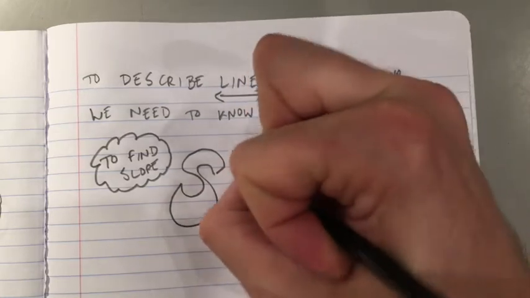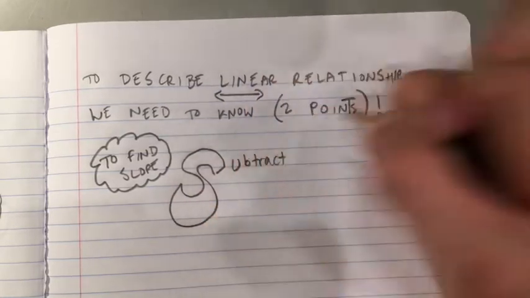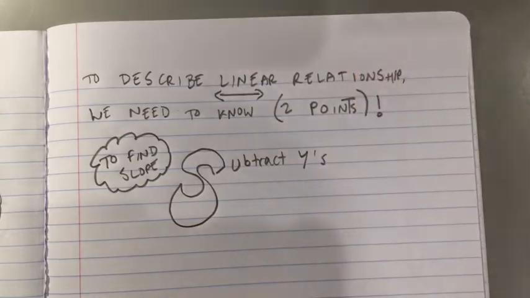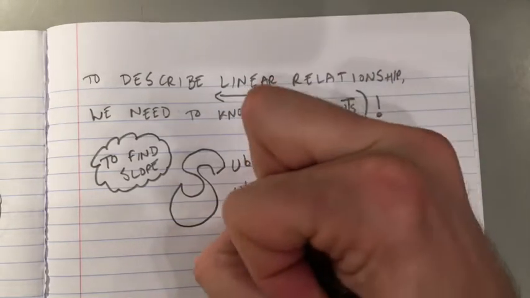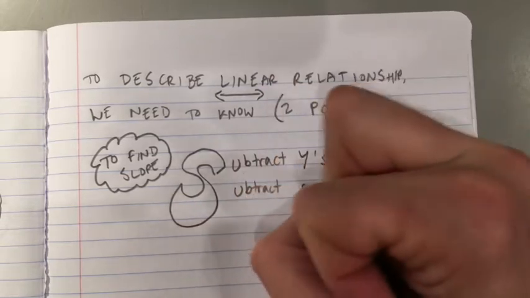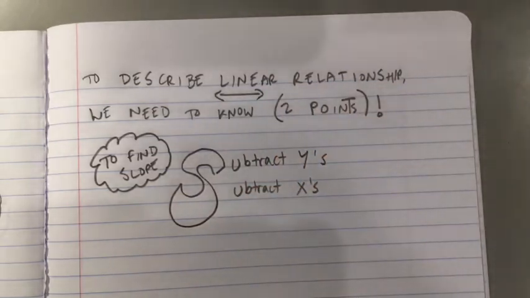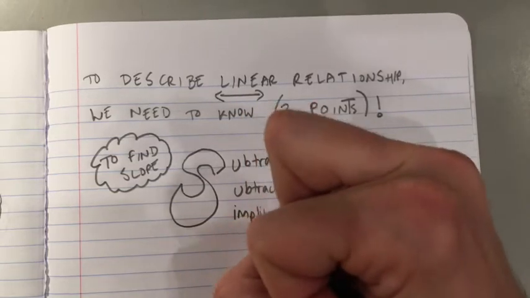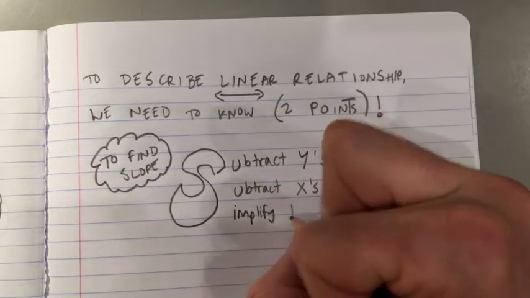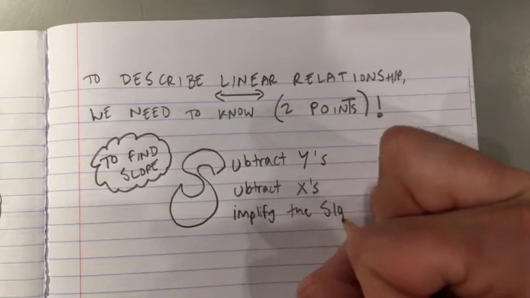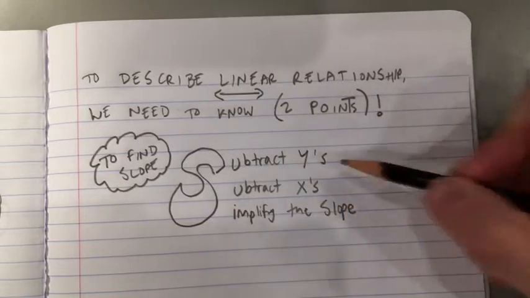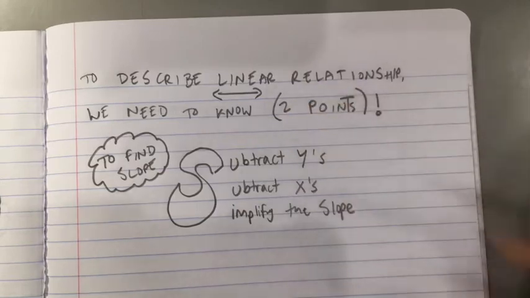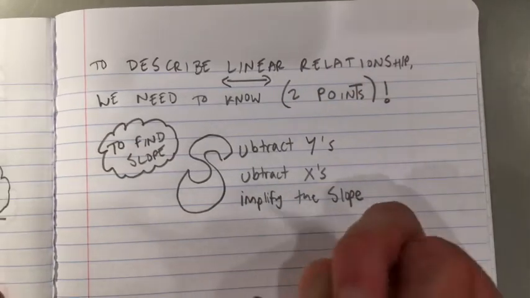The first one is subtract the y's. Then we're going to subtract the x's. And finally, we're going to simplify the slope. Right? So it's just a 3-step process that starts with 2 points. So let's look at an example.